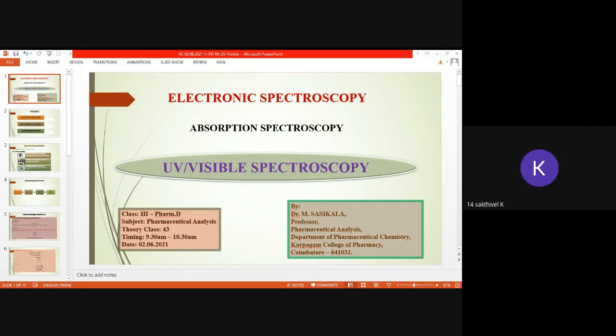Pi electron bands are the B band and E band. B band is the benzenoid band, and E band is the ethylenic band, ma'am. That is the benzenoid band. B band is the aromatic group and E band is the aliphatic group, ma'am.